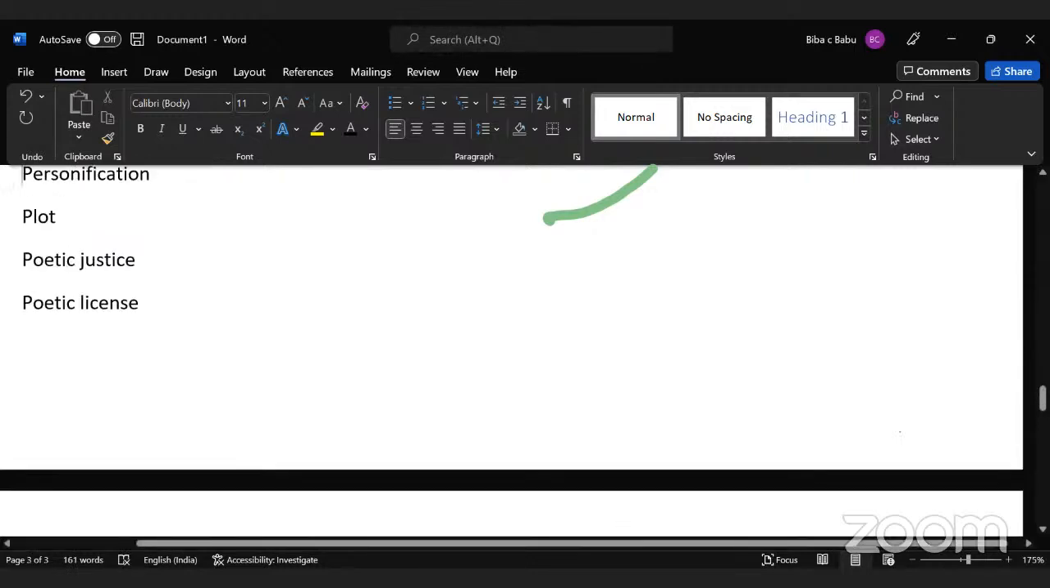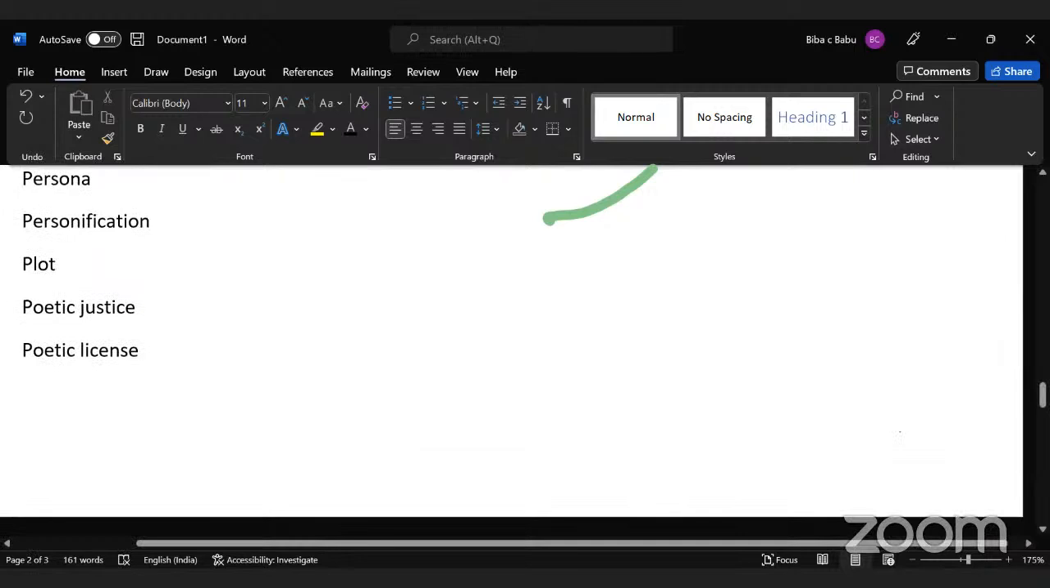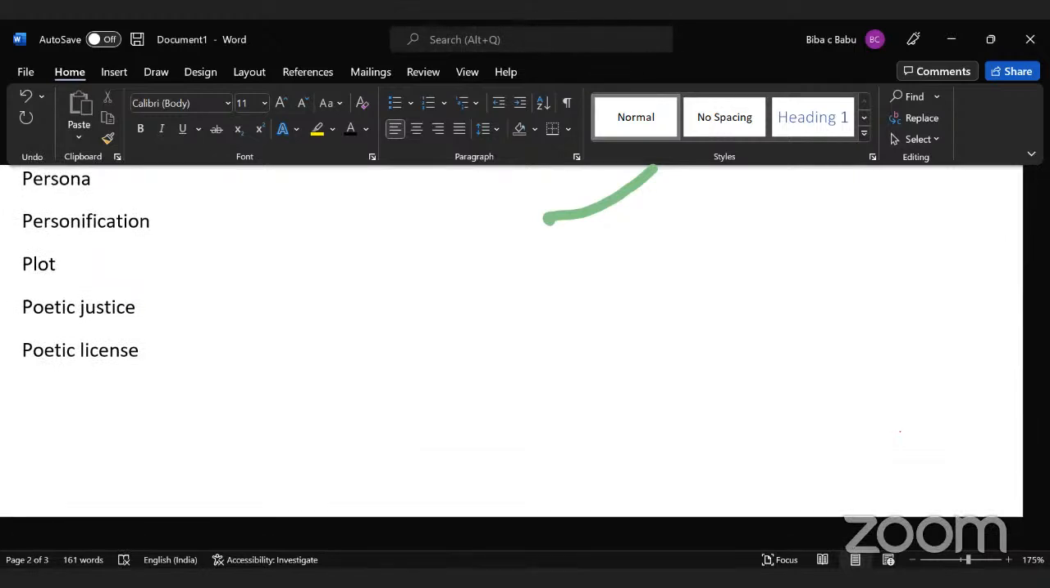Next is poetic license. Poetic license is the liberty or right taken by writers to deviate from the forms. There is a normal established use of language and style. But when writers deviate from it, they cut it and make their own rules. It is called poetic license.